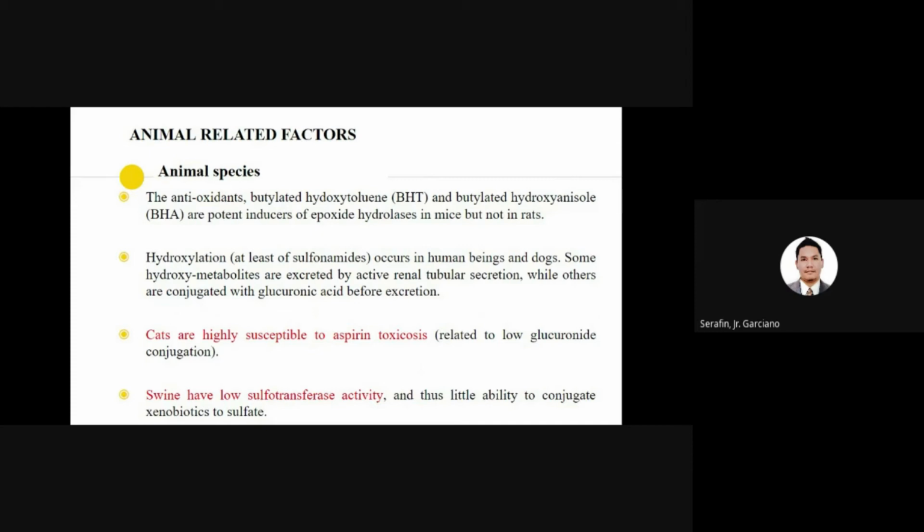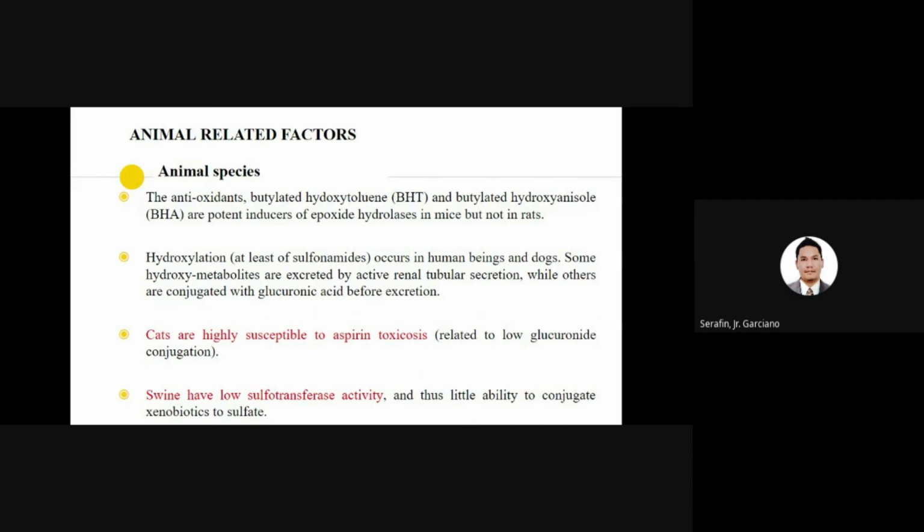And also cats, we all know that cats are highly susceptible to aspirin toxicosis. This is related to their low glucuronide conjugation. Swine have low sulfotransferase activity and thus little ability to conjugate xenobiotics to sulfate.